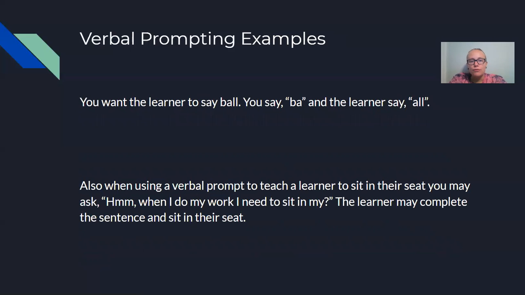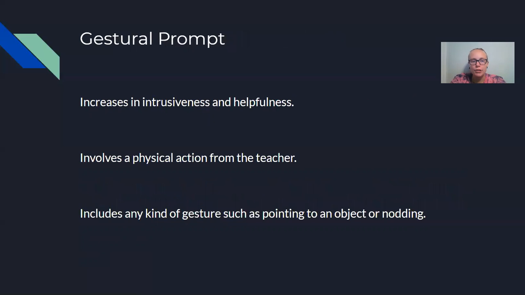So some examples of verbal prompting include, maybe you want the learner to say ball. You may say "buh," and the learner finishes the word with "all," thus emitting the desired response. Verbal prompting includes also when you're teaching a learner to sit in their seat. You may say, "When I do my work, I have to sit in my," and that gives a cue to the learner, like, oh, I sit in my seat, because they probably hear that rule 1,000 times throughout the day. So then they know to go sit in their seat and they emit the desired response.